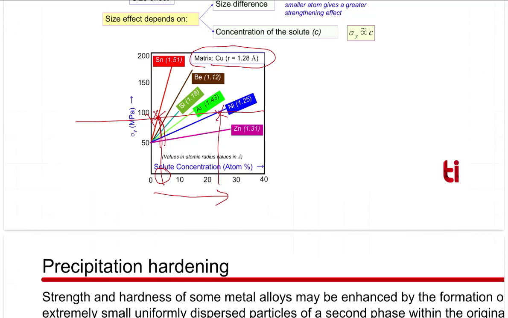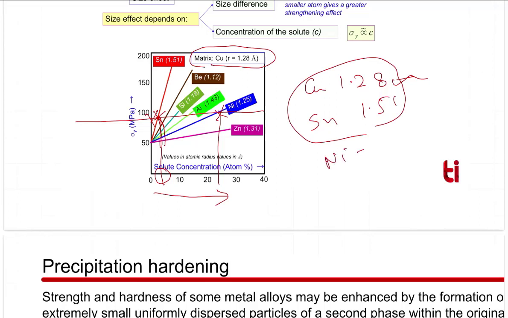Another thing is the difference between the host atom and the solute atom. You can say copper 1.28 minus tin 1.51 is the difference, and nickel 1.25. So with copper and nickel the difference is 0.03, and for tin it is nearly 0.23 angstrom. So the higher the size difference, the higher the strength in the material. Or if you want to achieve the same level of strength, then you will have to increase the concentration of solute.